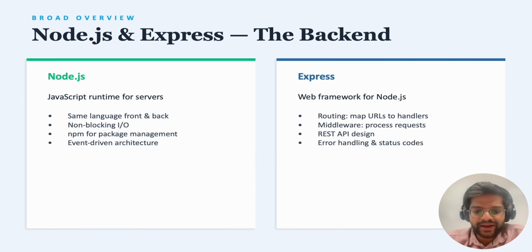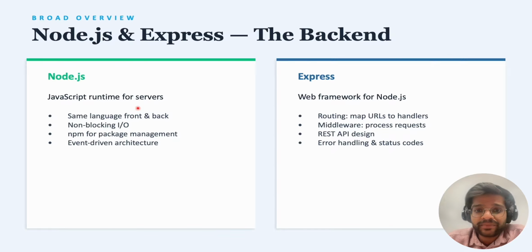So let's now just move to the backend. So over here, we're going to talk about Node.js and Express. Firstly, Node.js lets you run JavaScript on the server, outside the browser. That's huge because you're using the same language for the front end and backend. That means one language for full stack.